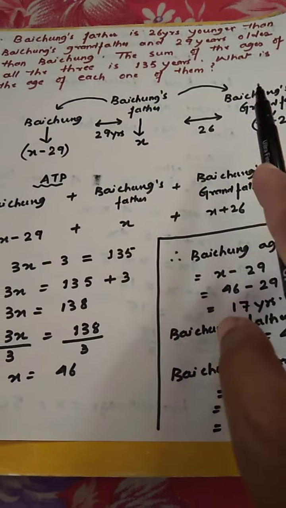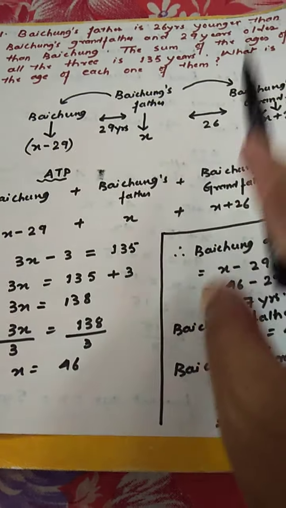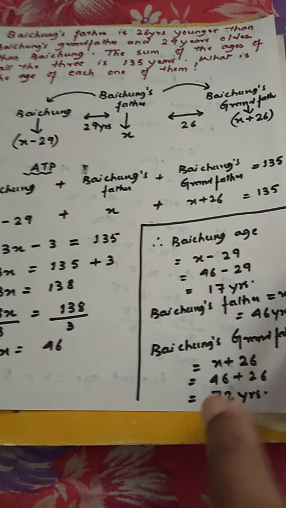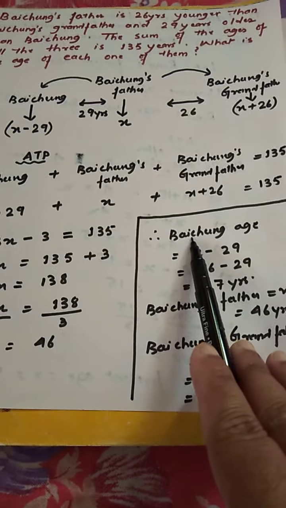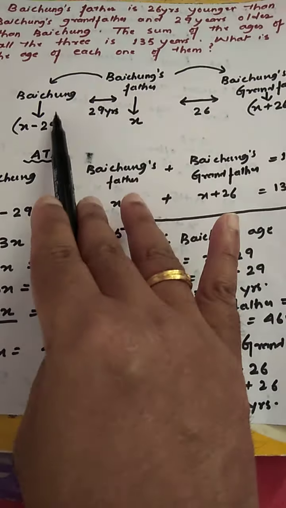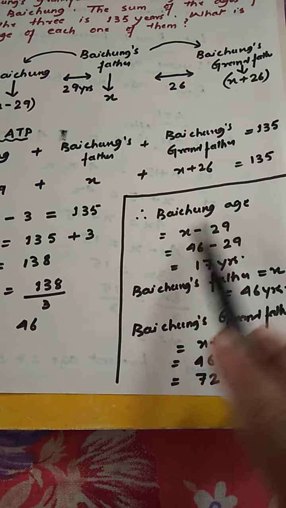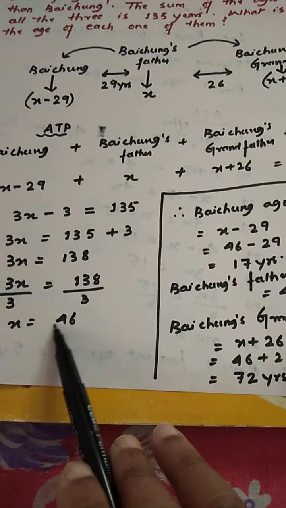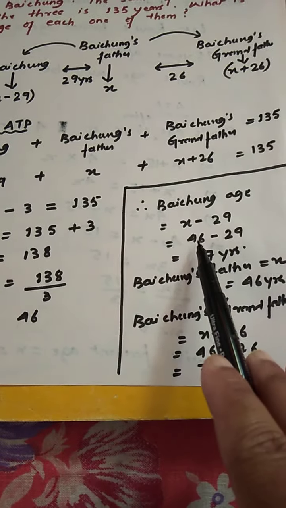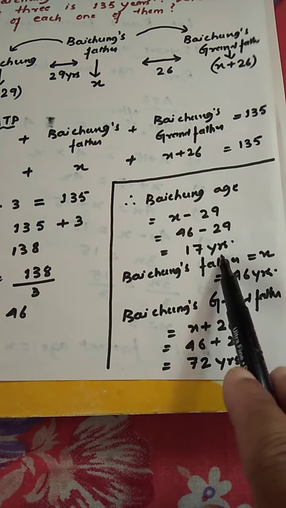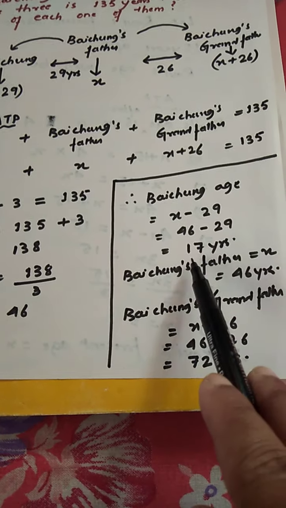Now, what they have asked is the age of each one of them, so we have to find the age of each. First we'll start with Baichung. Baichung's age is X minus 29. What is the value of x? 46. We'll put it here. So 46 minus 29 is what? 17. That means Baichung's age is 17 years.